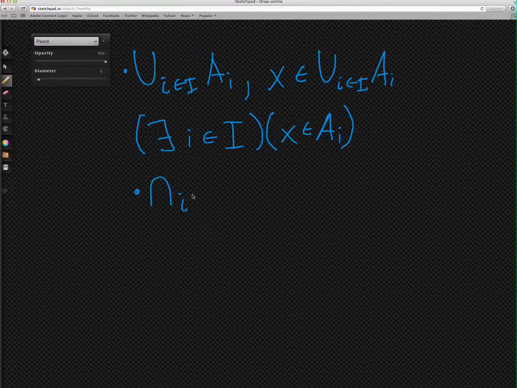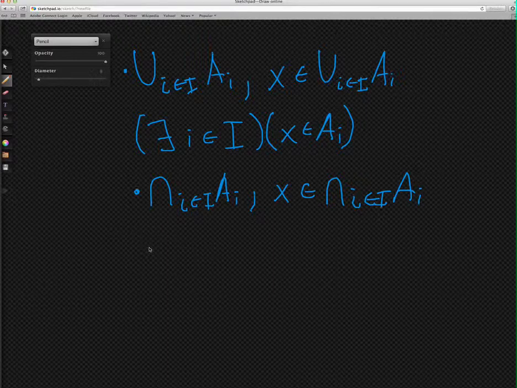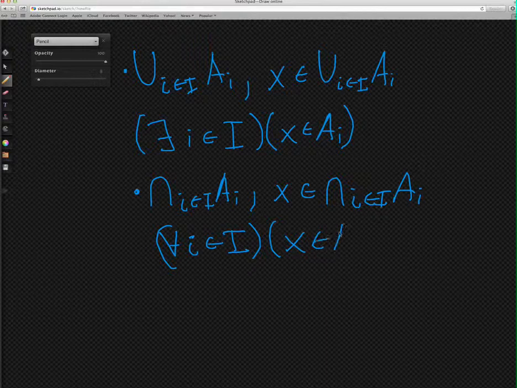Now we do the same thing with the intersect of an indexed family of sets. I think I'm saying that correctly. It looks like this. And this corresponds to sort of the same thing, except it means that for all the indices, X is an element of A sub I. So whereas we had existence before, now we have all of them. Yep.